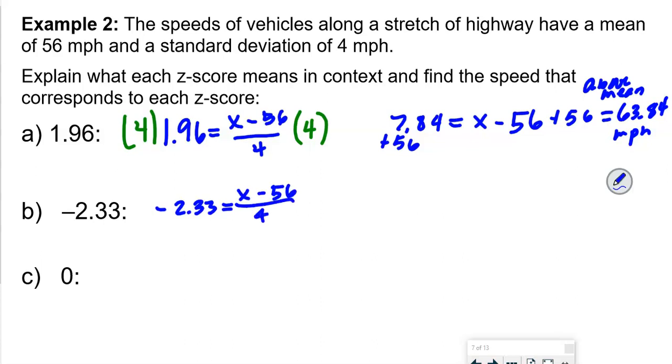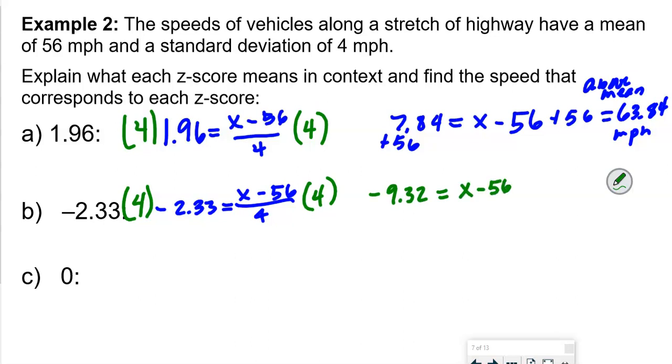So this time we're going to multiply 4 times negative 2.33, because we're going to get rid of that 4 again in the denominator, multiplying 4 times both sides. So that's going to get us negative 9.32, and that's going to be equal to, again, our x minus 56.